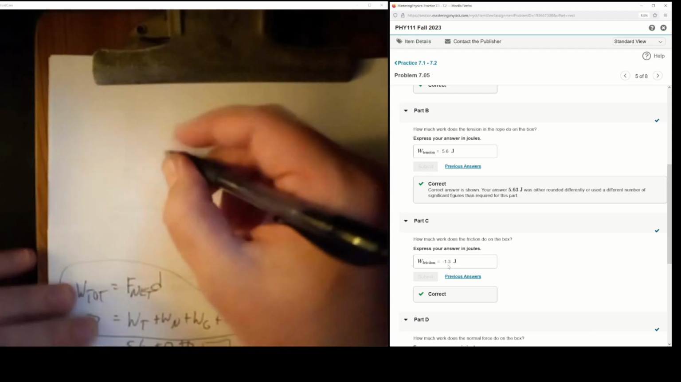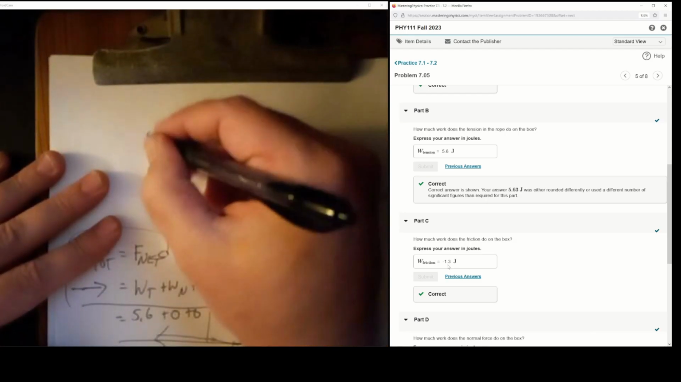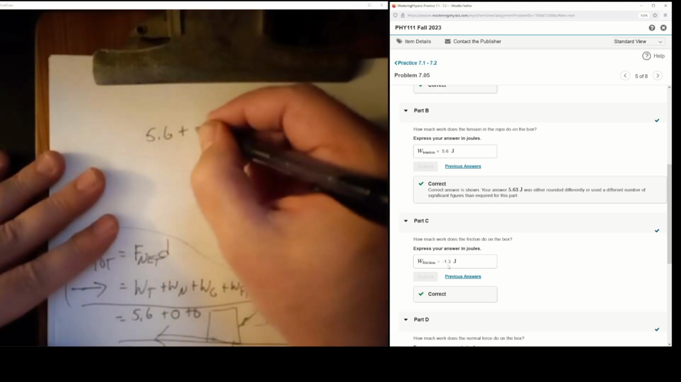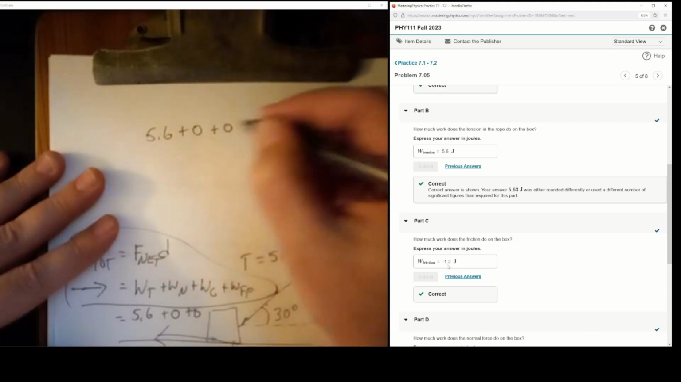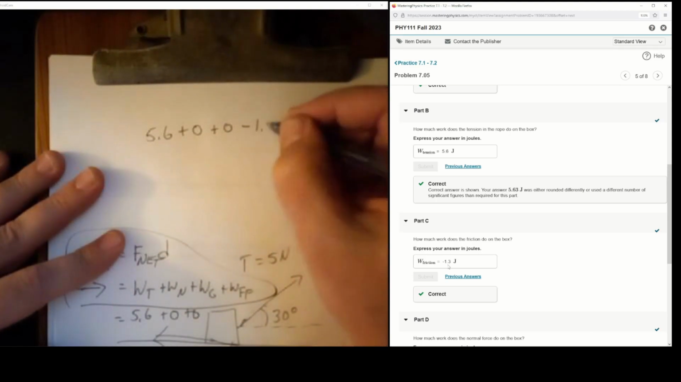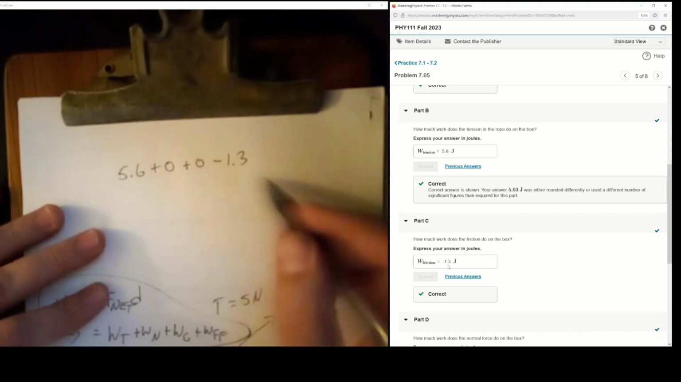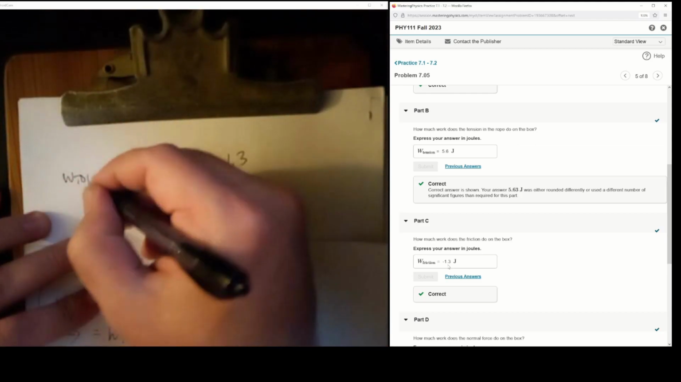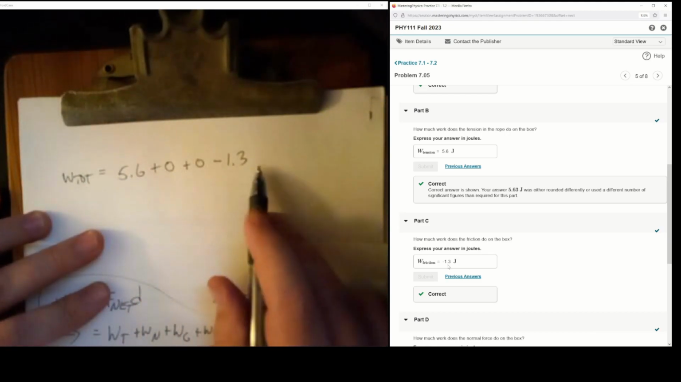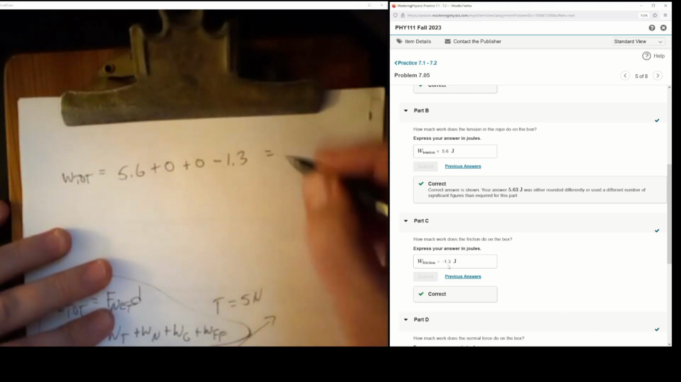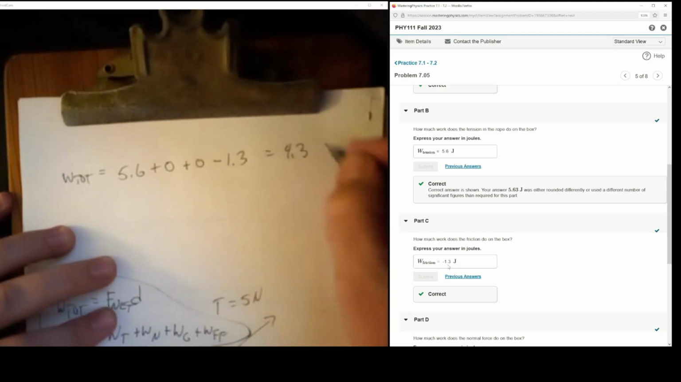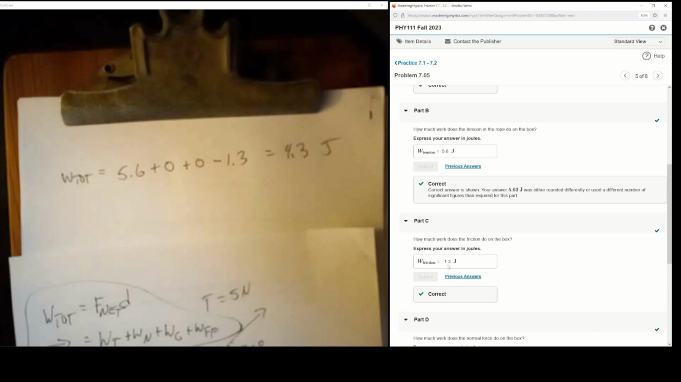I'm just running out of paper here, so let me just write this again. Work from tension, the work from the normal force, the work from gravity, and the work from friction, which is negative because friction always takes away energy. And then this is the total work. You can always get the total work by adding all the works done from each force. And so we get 4.3. 4.3 joules of work is the total work, the total amount of energy that went into the system.